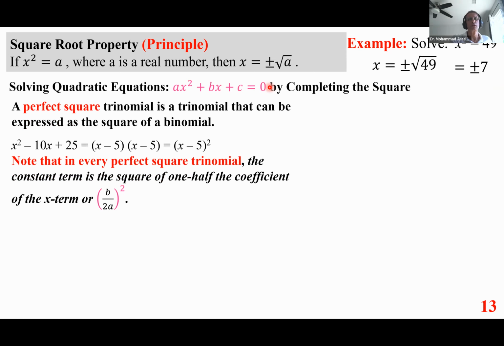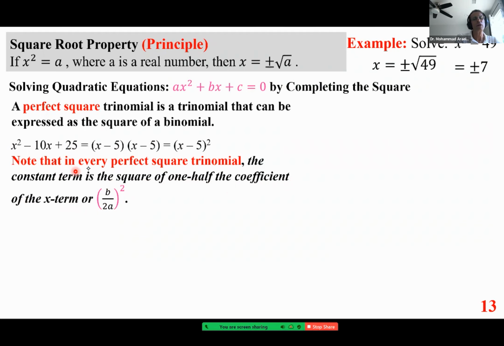We can solve the quadratic equation by completing the square. So we need to know what is a perfect square. A perfect square trinomial is a trinomial that can be expressed as the square of a binomial. For example, x squared minus 10x plus 25 is (x minus 5) squared. And note that in every perfect square trinomial, the constant term, this number, because a equals 1, b equals negative 10, and c is 25. The constant term is the square of 1/2 of the coefficient of the x term, or b over 2a.